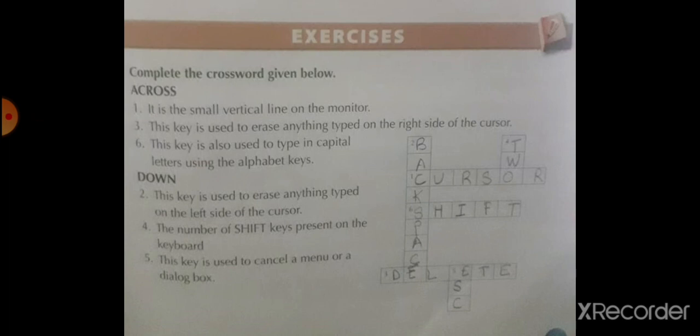Down. This key is used to erase anything typed on the left side of the cursor. This is the backspace key. Number 4. The number of shift keys present on the keyboard. There are 2 shift keys. And number 5. This key is used to cancel a menu or a dialog box. ESC key.